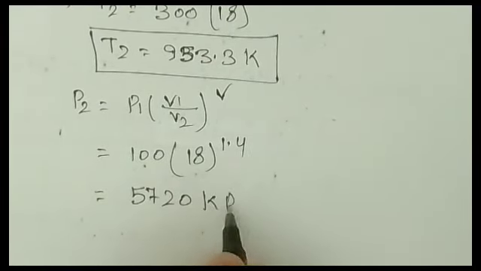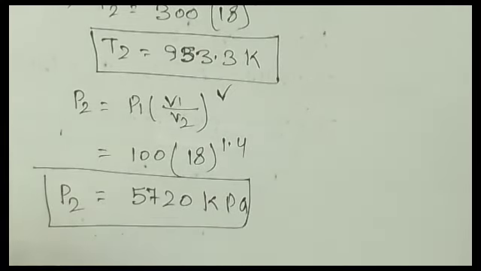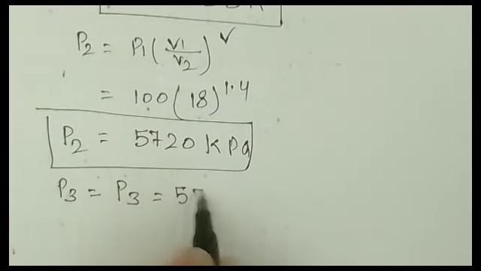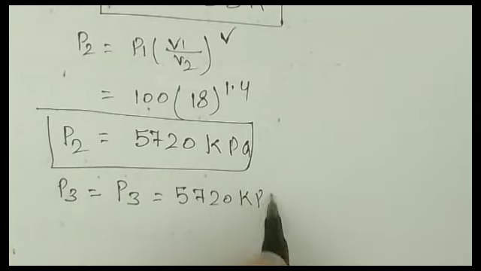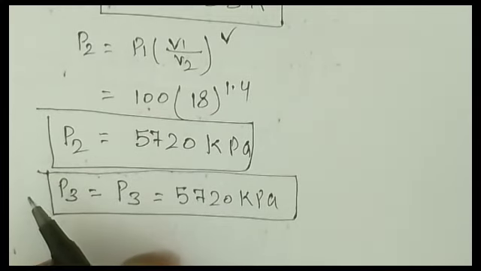5720 kilopascal. That is at point 2 we got the temperature and pressure. Come to the point 3. But you know P3 is equal to P2. Why? Because it is constant pressure. So P3 is equal to P2, which is equal to 5720 kilopascal. So this is how we got P3, also P2, T2.